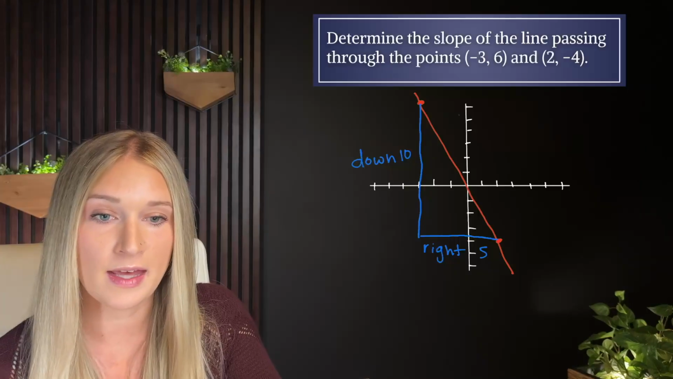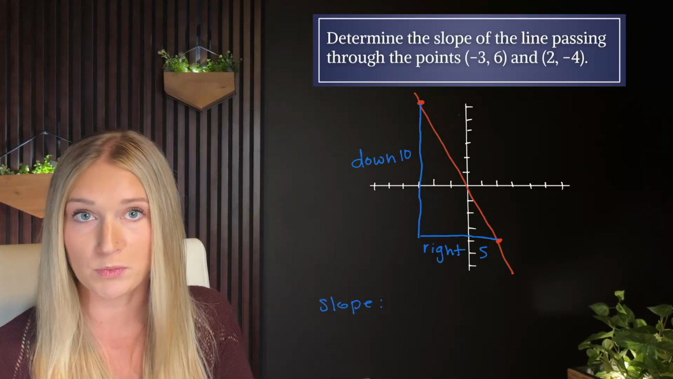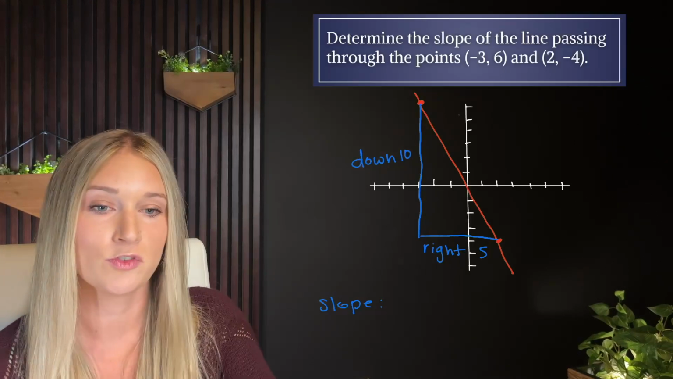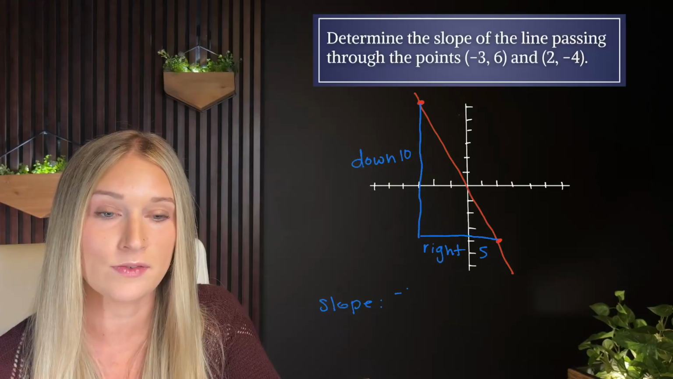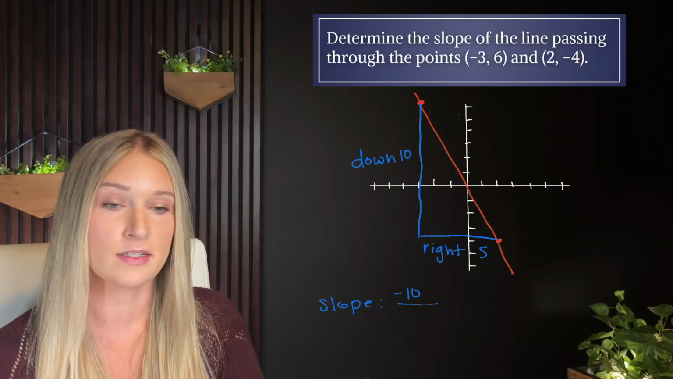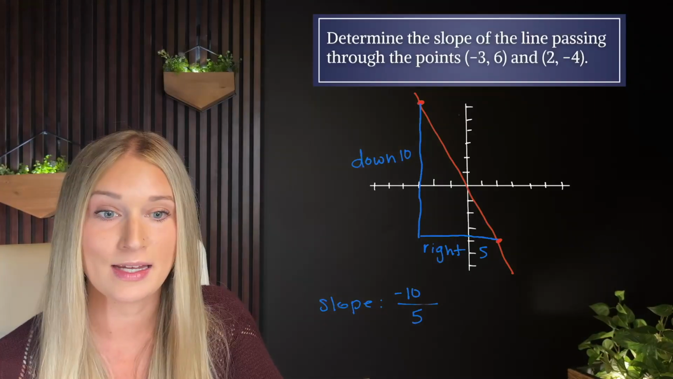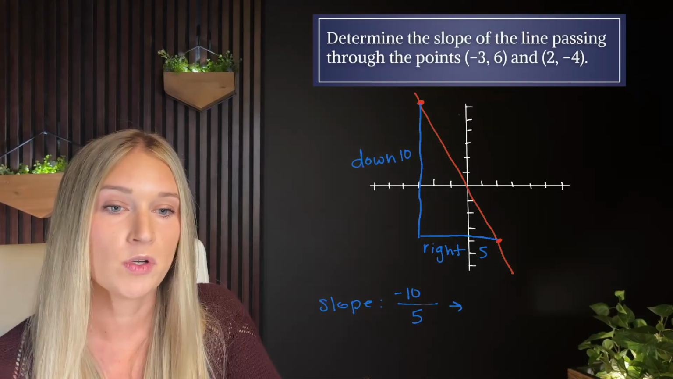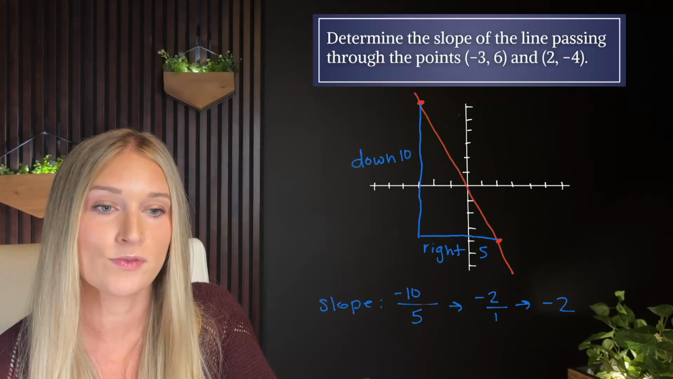My slope then is going to be the ratio of my vertical movement to my horizontal movement. Vertically, I went down 10, which means negative 10, and horizontally, I went right 5. Right is a positive movement, so I have a positive 5. And then I just simplify. Negative 10 over 5 would be negative 2 over 1, or negative 2.